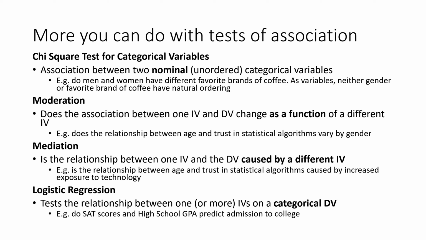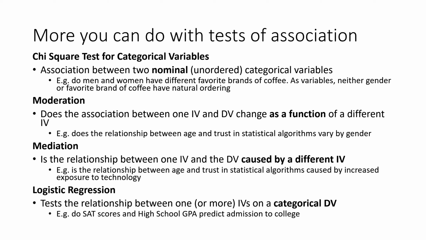Moderation analysis tests whether the association between one independent variable and the dependent variable changes as a function of a different independent variable. So for example, does the relationship between age and trust in statistical algorithms, which we said was significant, vary between men and women? So maybe for men, trust decreases a lot as they get older, but for women, trust does not decrease very much as they get older.